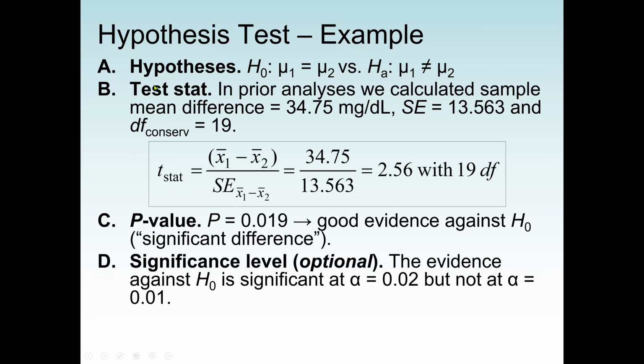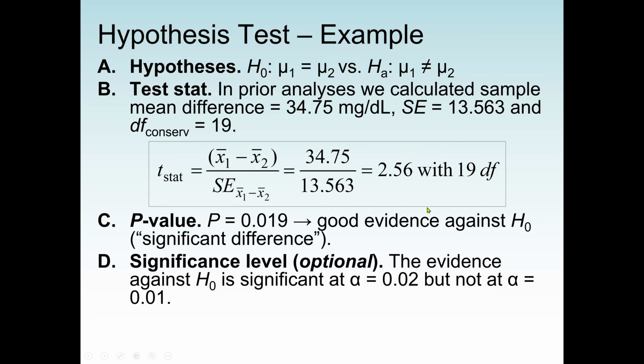Next, we find our test statistic. In the prior analysis, we calculated the sample mean difference. It's 34.75. Then we know the standard error already, and we know the degree of freedom. So I can find the t-stat. The sample mean difference is 34.75 and the standard error is 13.563. That gave me 2.56 with 19 degrees of freedom. So with these two values, I can find the p.